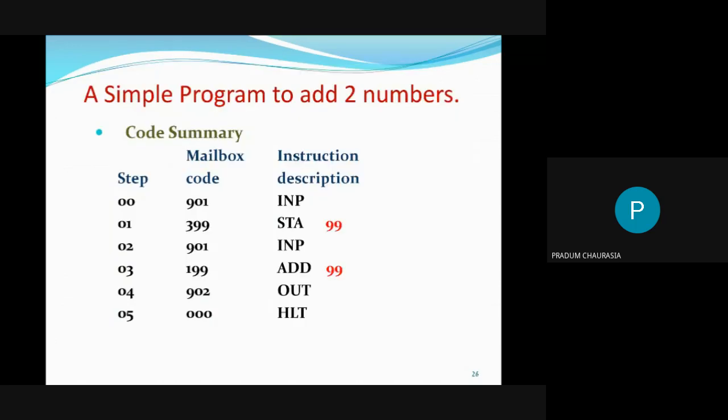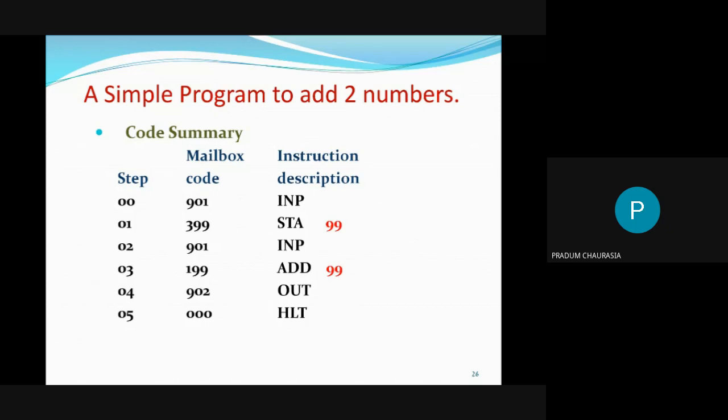Okay, so this is our program. So we know what we are trying to do using the top right portion: input, store 99, again input, add 99, again output and stop. This is the complete assembly language program for the Little Man computer. So the corresponding code may look like this, the mailbox code.